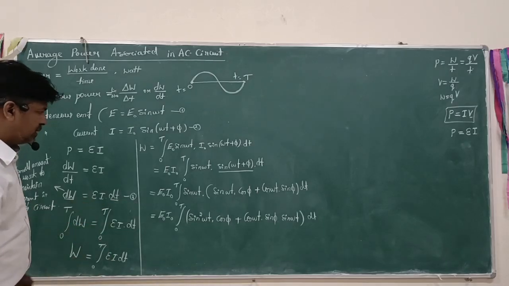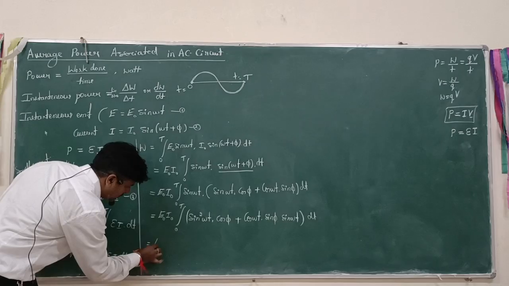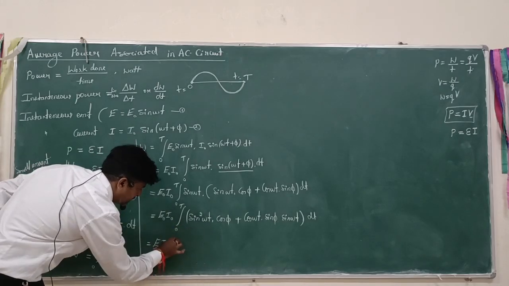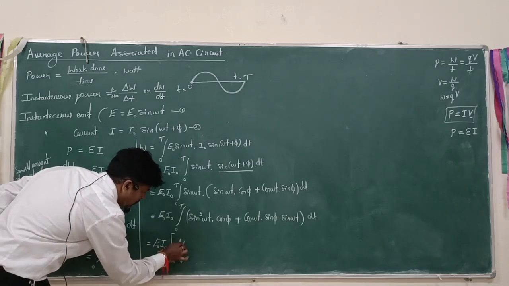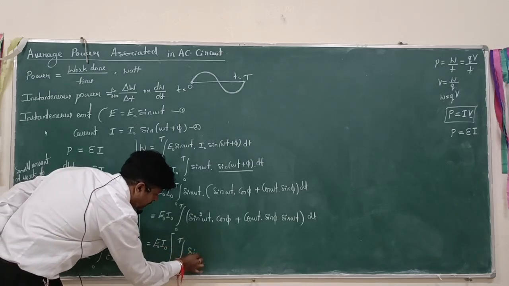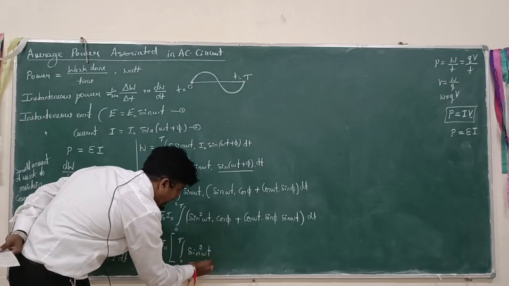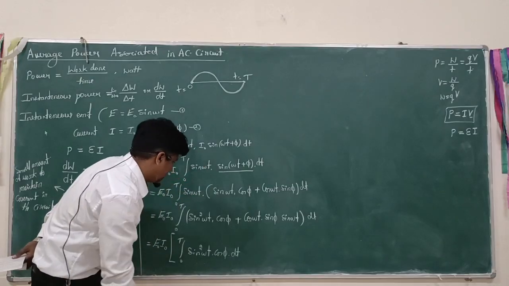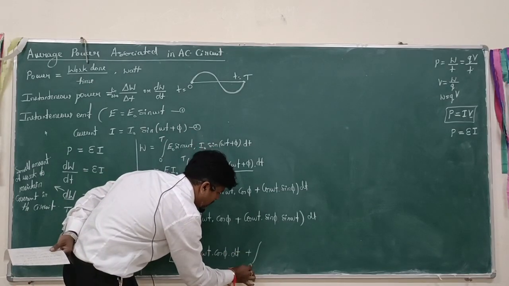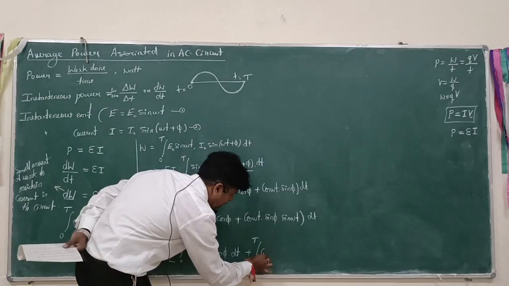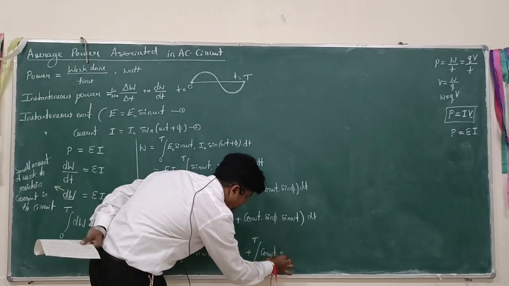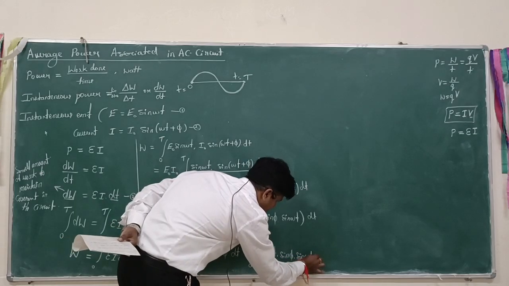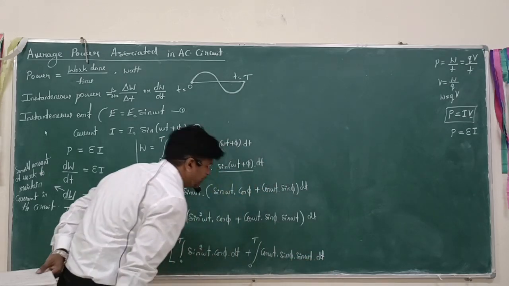Now separate the integration. E naught I naught, first term: integration 0 to T sin square omega t cos phi into dt, plus integration from 0 to T cos omega t sin phi sin omega t dt.